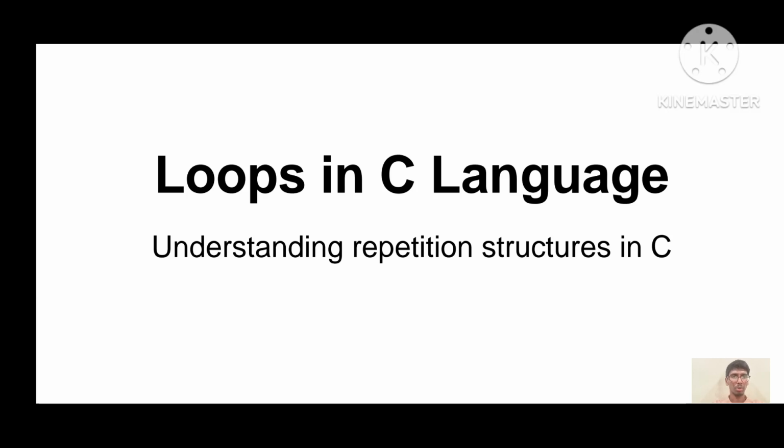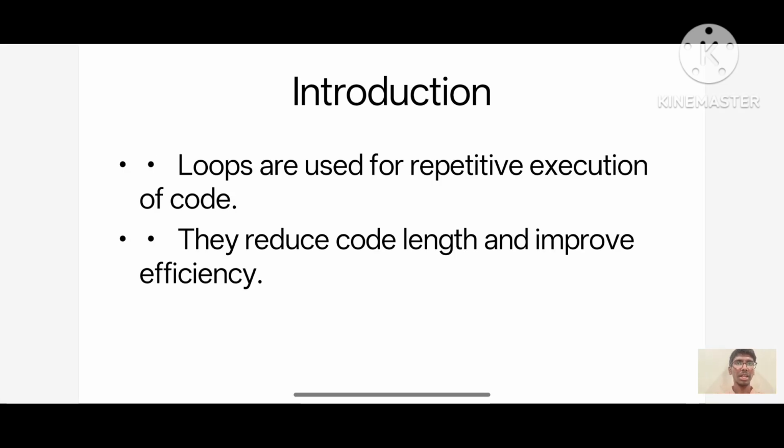Today I am going to explain about loops in C programming language. Loops make repetition simple in programming. We often need to repeat certain actions multiple times. Instead of writing the same code again and again, we use loops until a certain condition is met. Loops help us to execute a block of code repeatedly until a certain condition is met.